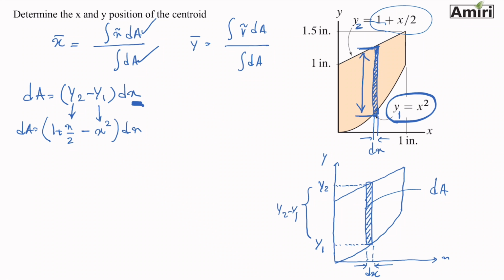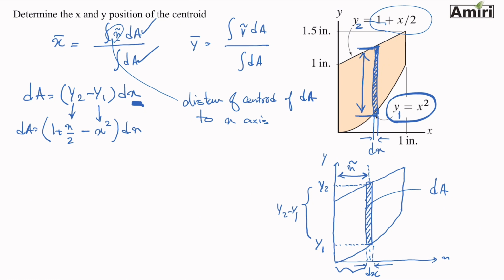So this part and this part is done. I got to find x tilde. x tilde is the distance of centroid of dA to y axis. So right here, this is my x tilde, which at any point is the same as my value x. Okay, I think I'm ready for integration.